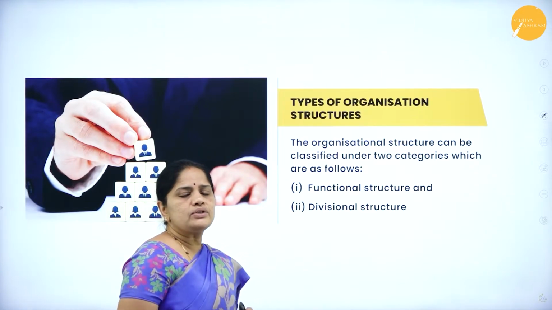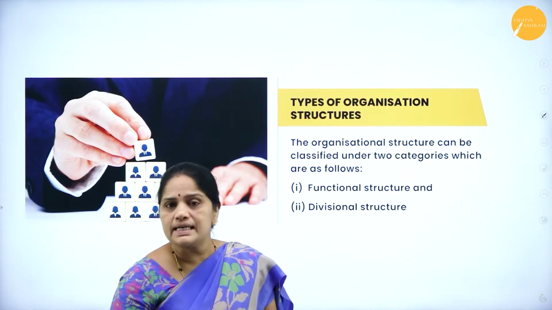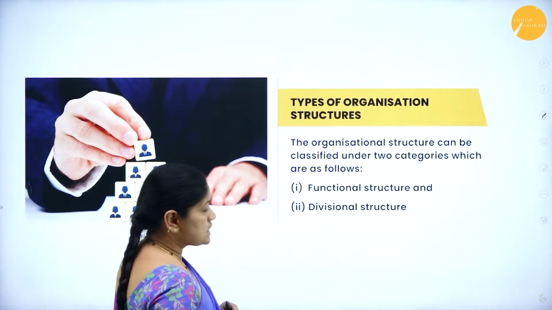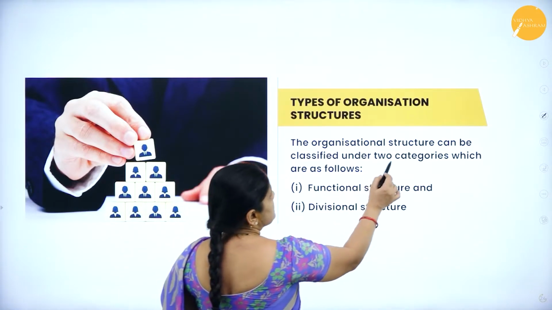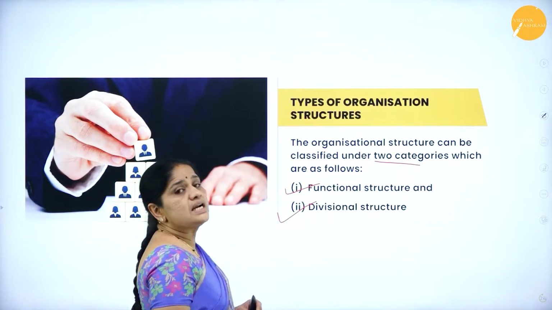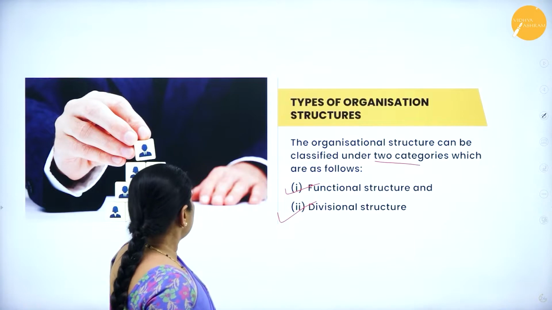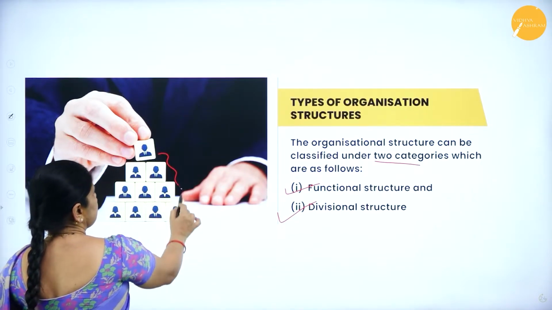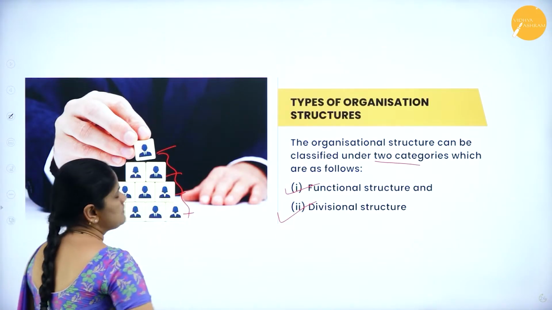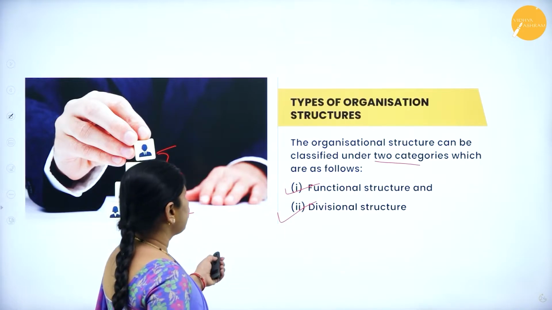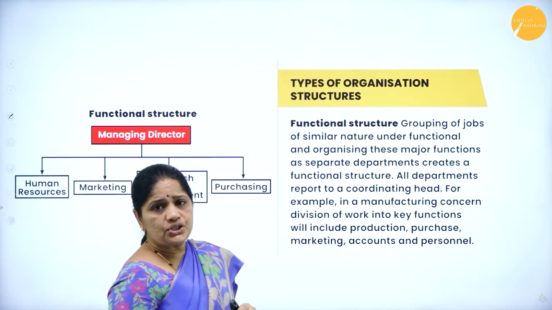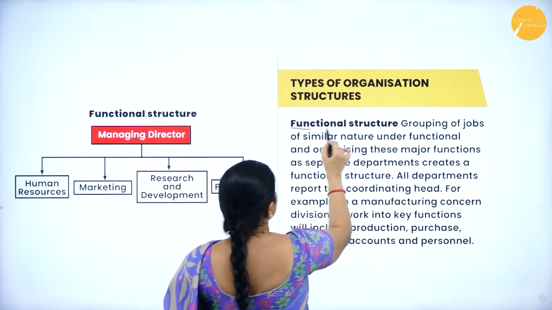Now let us look into the different types of organizational structures. When you look into the types of organization structure, we can see that they are classified under 2 categories: the first is functional structure, the second is divisional structure. Now if you can see here, there is a chain of authority running through this, and the superior-subordinate relationships are clearly mentioned in this diagram. Then let us look into the first type of organizational structure, that is the functional structure.